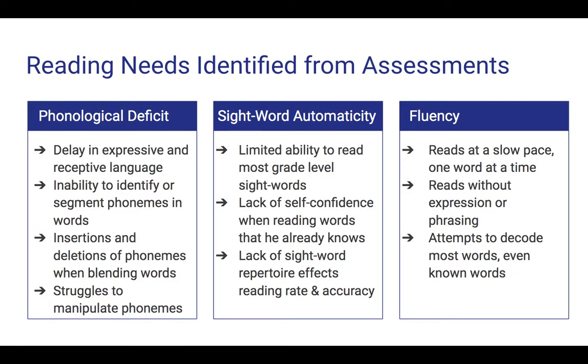Based on these assessments, there were 3 essential reading needs that were identified that were most important to be addressed first in order to help him grow as a reader. The first was a phonological deficit. Damani, due to his disability, struggles with identifying different phonemes in words as well as manipulating those phonemes. This is really clear in how he tries to decode and break down words. Lots of insertions, deletions when trying to decode.